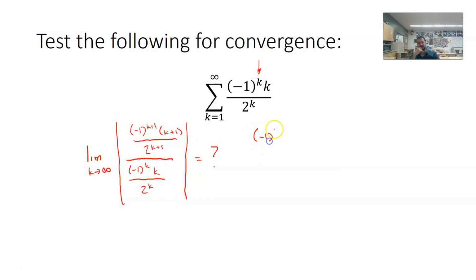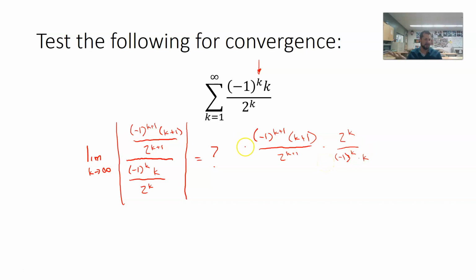So I'm going to leave the top fraction as is. So I've got all of that. And then on the bottom fraction, I'm going to flip it upside down and you're going to multiply. So I've got 2k over negative 1 to the k times k.